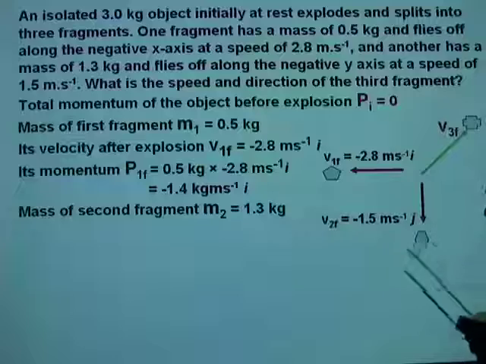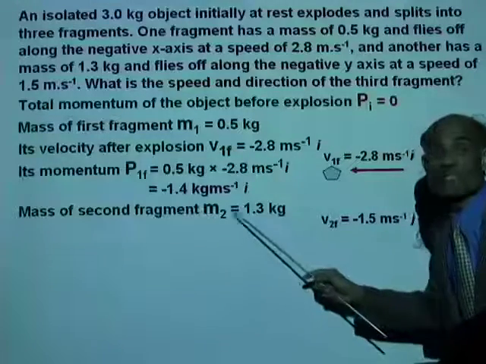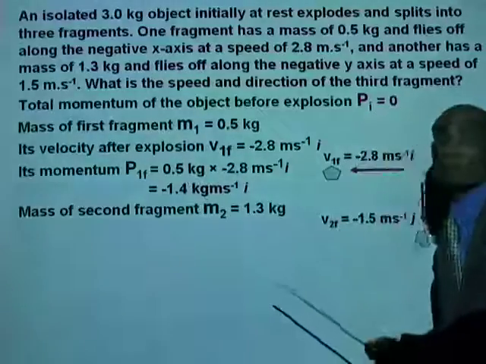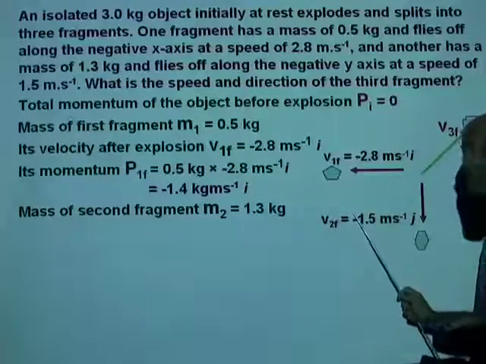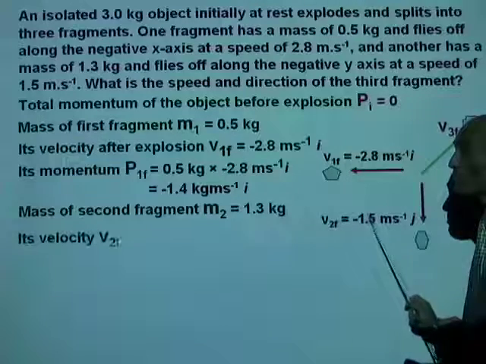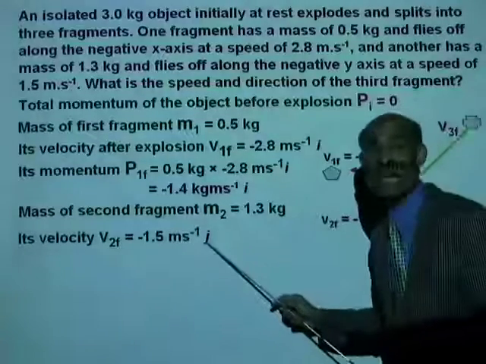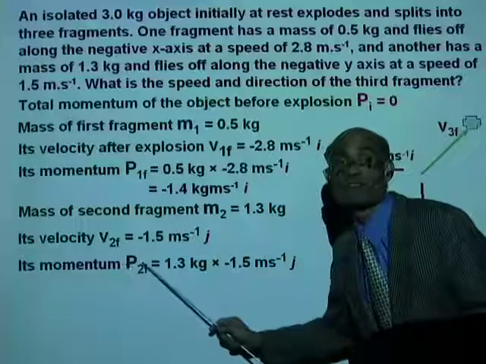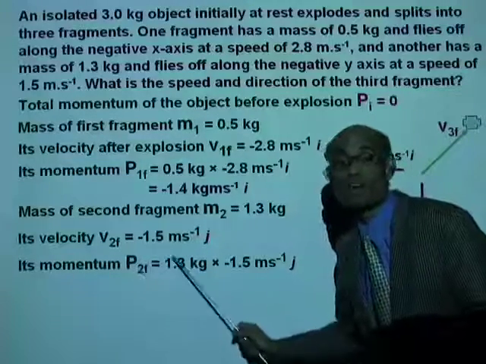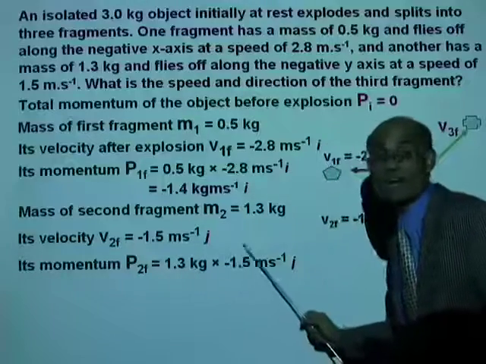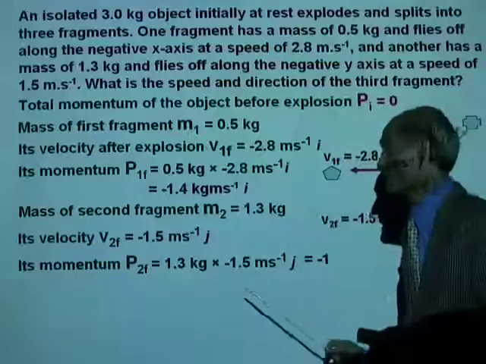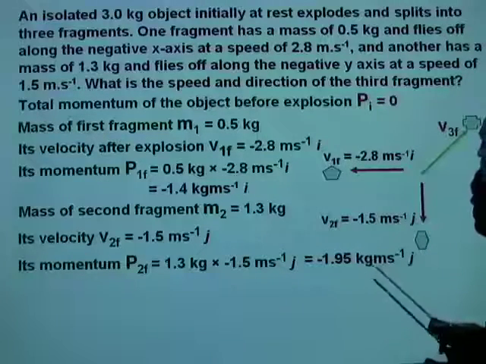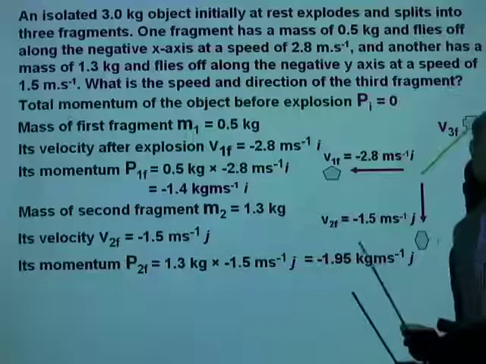Let's now take the second fragment. The mass of the second fragment is 1.3 kilogram. Its velocity after explosion is negative 1.5 meters per second j. Therefore, P2F, the final momentum of the second object, is its mass times its velocity, and that is negative 1.95 kilogram meters per second j.